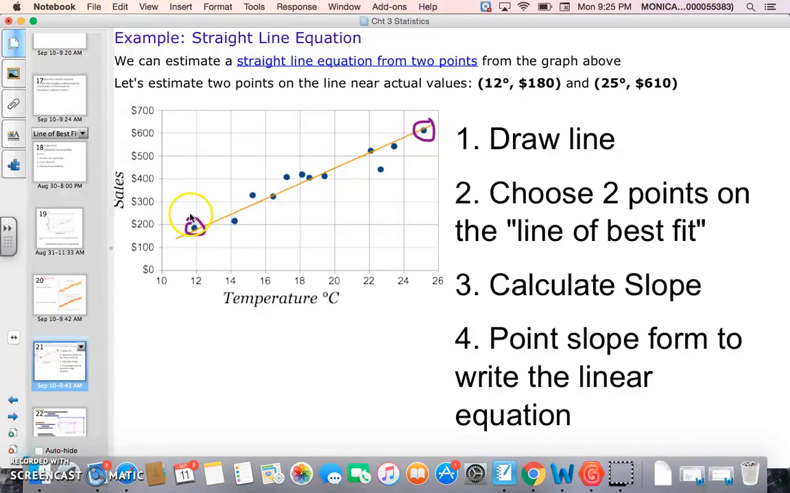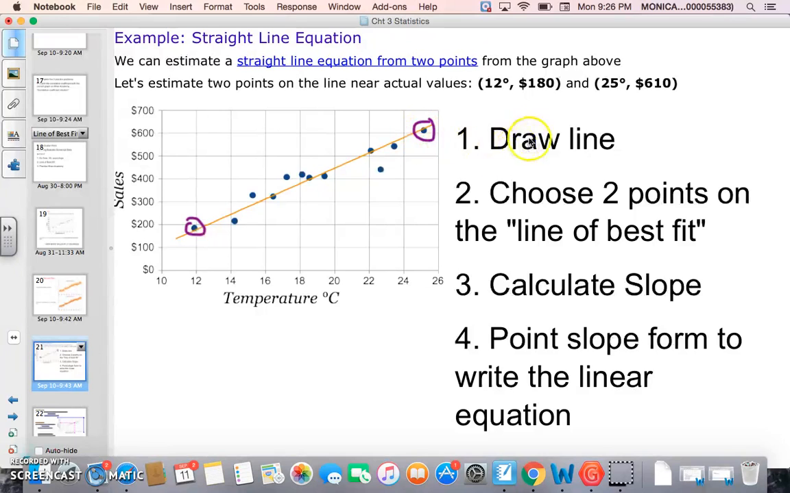Okay, so we're going to use this point here at 12 and 180, and we're going to use this point up here, 25 and 610. I could not use this point to calculate the equation of the line because this point is not on the line. I could have used this point right here, but I chose to use these 2 points.